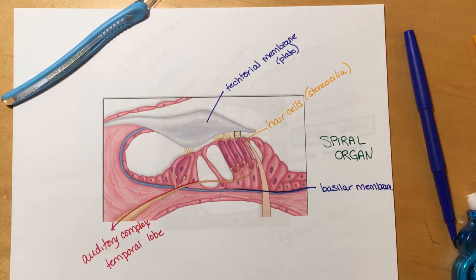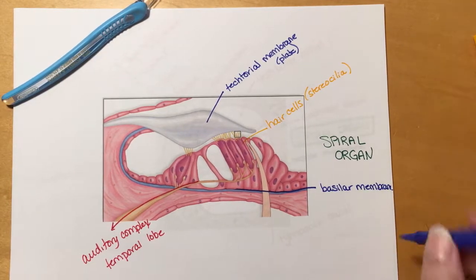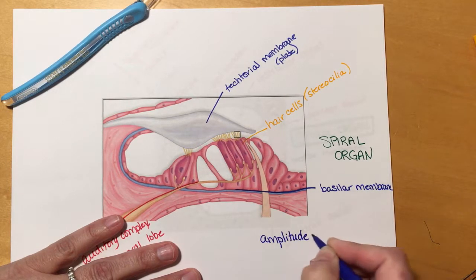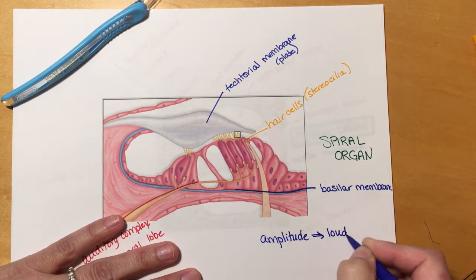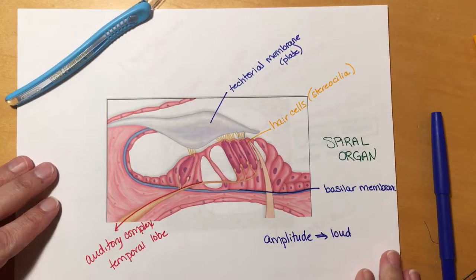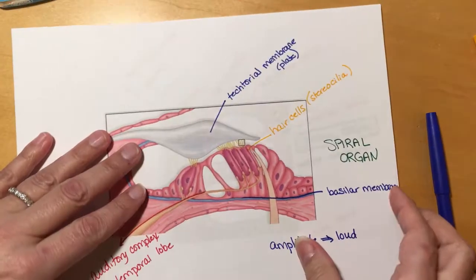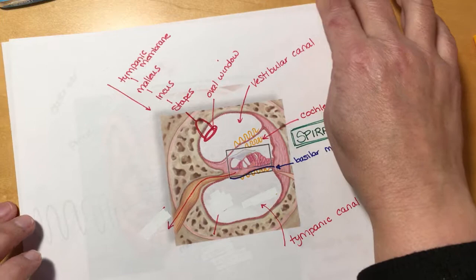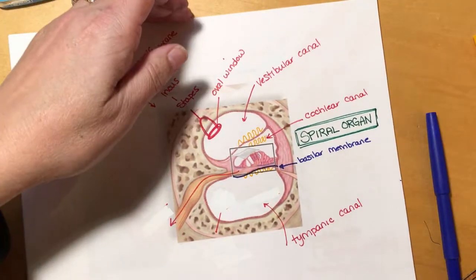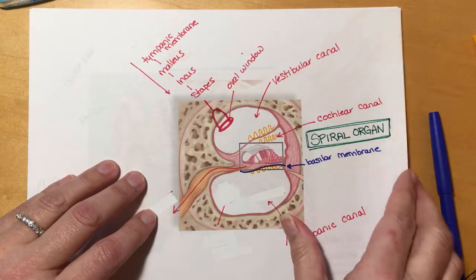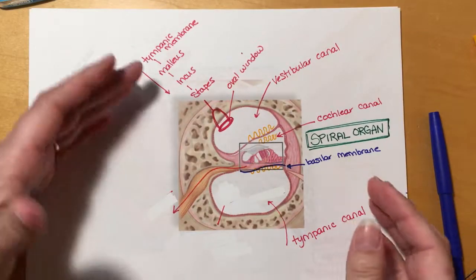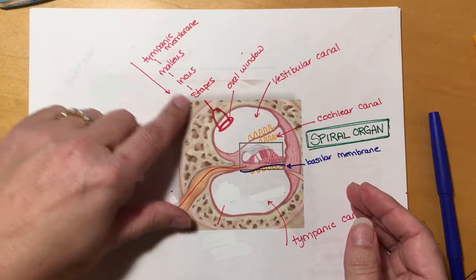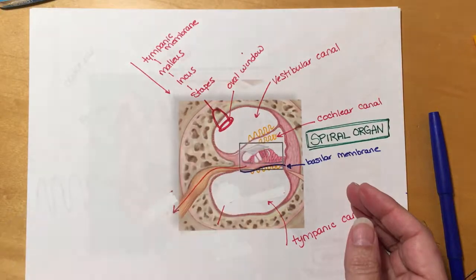Now there are two different things that we hear when we're hearing. The first one is going to be amplitude. So amplitude basically means how loud something is. You can imagine how this works. As you hear something, if it's quiet, you can imagine that there's not a lot of vibration of the tympanic membrane, not a lot of vibration of the bones, and there are not that many waves made.